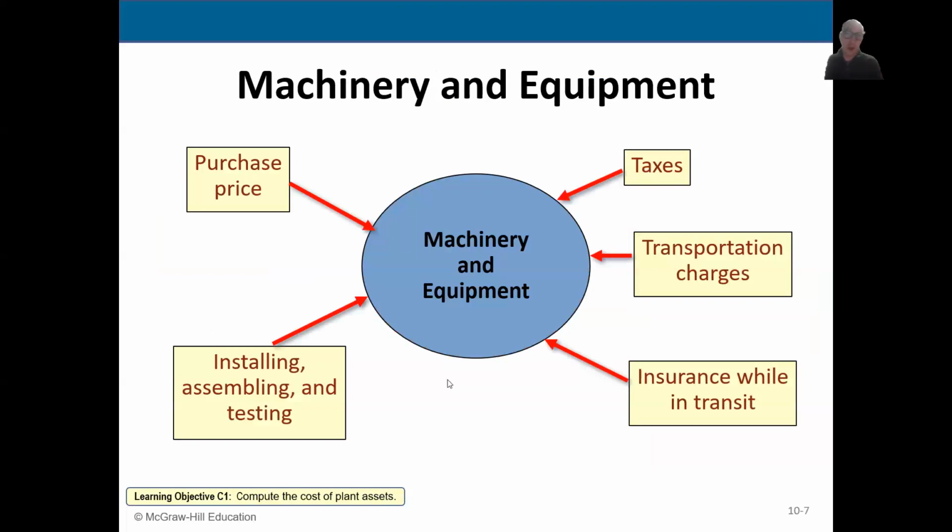For machinery and equipment, the acquisition cost includes things like the purchase price, installation, assembly, testing, the taxes on the purchase, the transportation charges to ship it from one place to another, the insurance while it's in transit, etc. Put all these together to get the total acquisition cost for machinery and equipment.